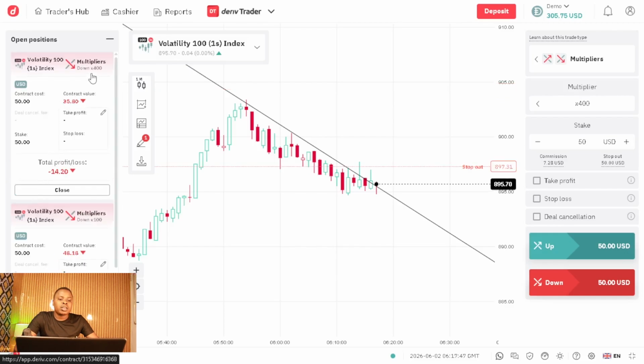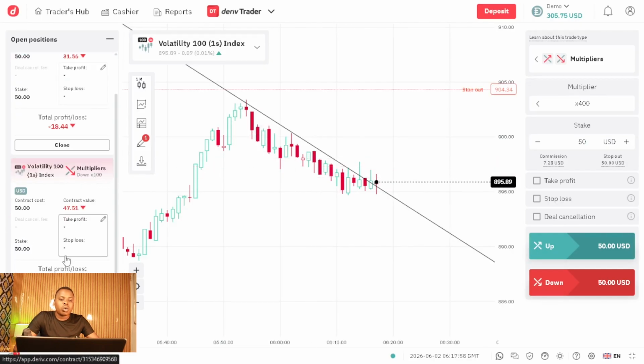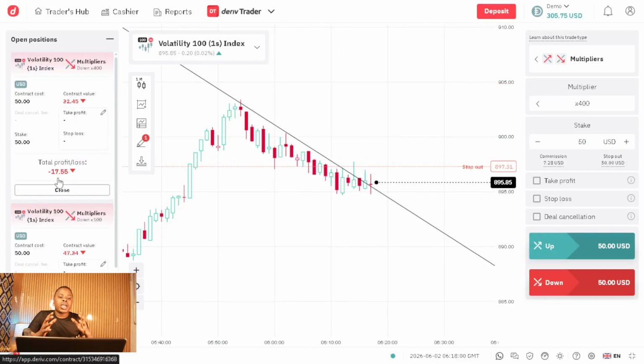But if you go to the times 400 multiplier, you can see that we are taking a bigger risk, but the stake is the same. We are still risking the same amount. What is happening here with the multiplier is basically we are selecting the position size that we want for this trade. That's how you trade Deriv multipliers.